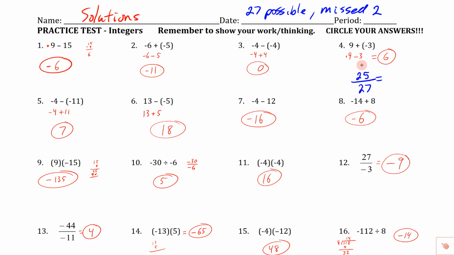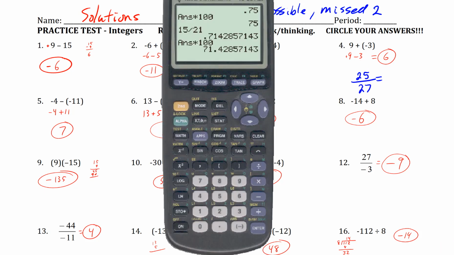We want to change that to a percent. So I'll bring up the calculator, and we're going to do 25 divided by 27. And we get this right here, 0.9259. So again, move the decimal over visually if you want to. So this is going to be moving it over 2 places. So this is going to be 92.5.